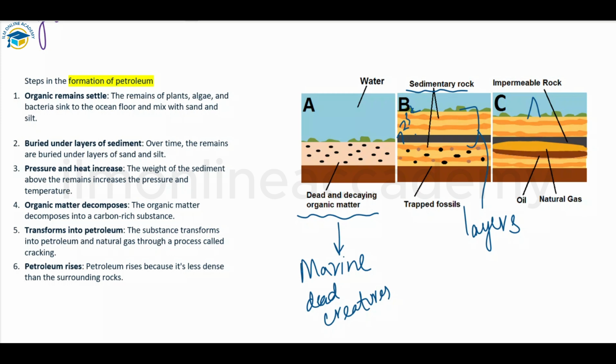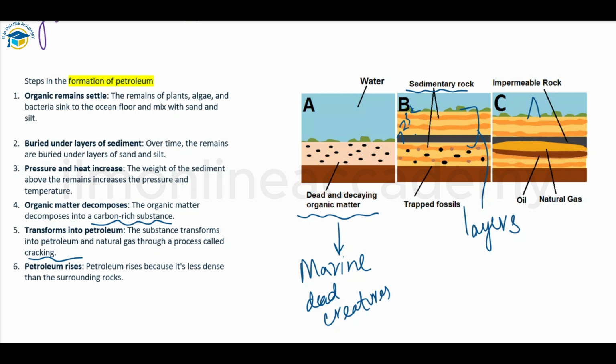So that's why high temperature is also given at that place. Then organic matter is decomposed by the bacteria present in the soil into carbon-rich substances. Then it is transformed into petroleum. That substance is transformed into petroleum and natural gas through a process known as cracking.